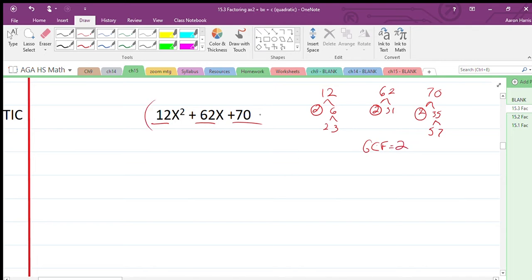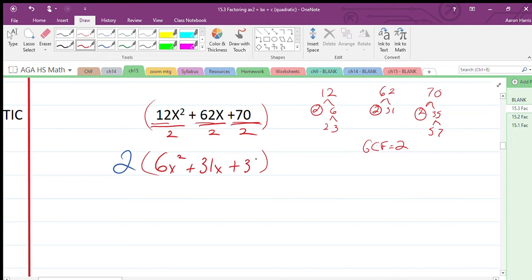So what do I do? Put it all in parentheses, put the GCF outside, and now I divide each term by 2. That's how simple that is, okay? So 12 divided by 2 is what? 6. Keep the x squared. 62 divided by 2 is 31. So x. 70 divided by 2 is what? 35. You've already done all the work, okay? So that's how simple it is to simplify this one quadratic.